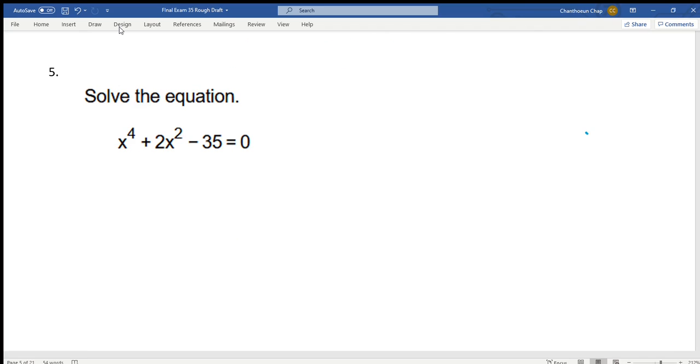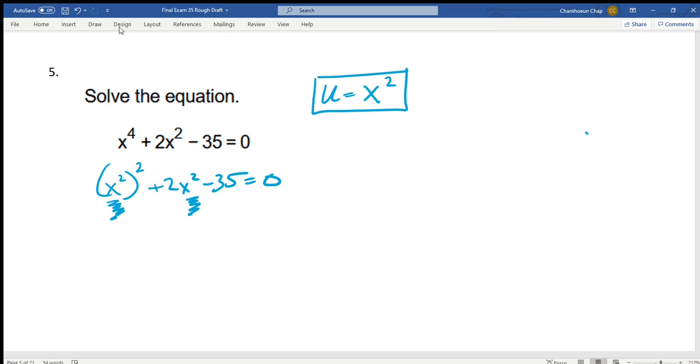Question 5. Let's solve the equation x to the fourth plus 2x squared minus 35 equals 0. This looks kind of like a quadratic. It has an x to the fourth. So I can use u substitution. So let's figure out what the u is. I want to rewrite this so it's a power of 2. And I know x squared squared is going to give me x to the fourth. So that gives me an indicator of what my u is going to be. I'm going to replace all these x squareds by the letter u. This is using u substitution.